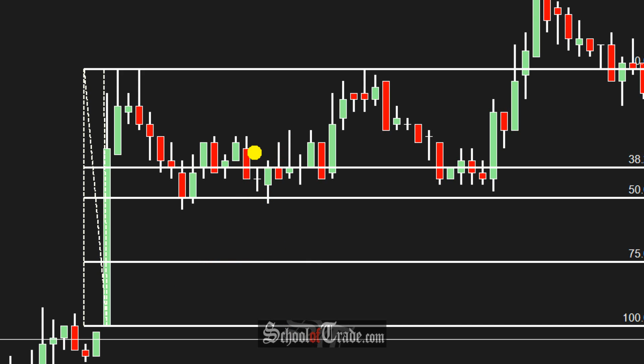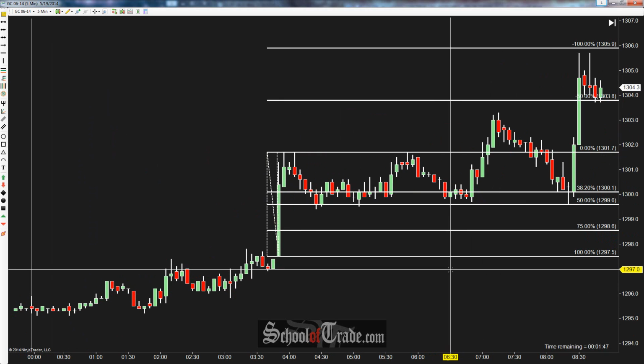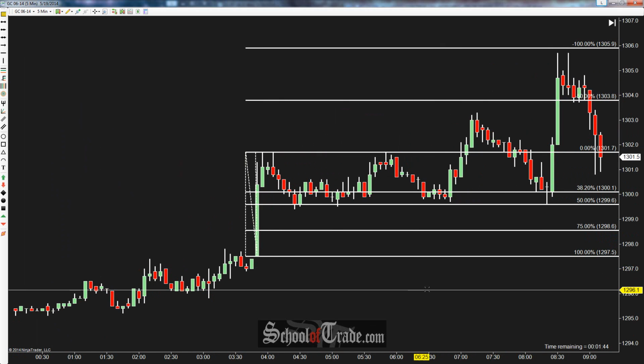So your entry would be off of that candle. You could go in off the highs, or if you wanted to wait for a little bit more confirmation, a break above the highs of that candle is fine as well. But that's going to be the entry point. So now we're entered into the trade.